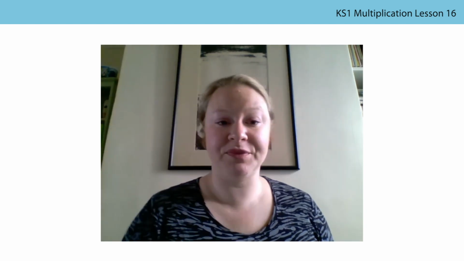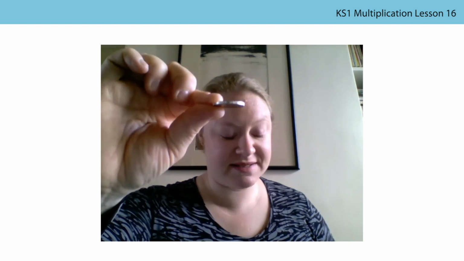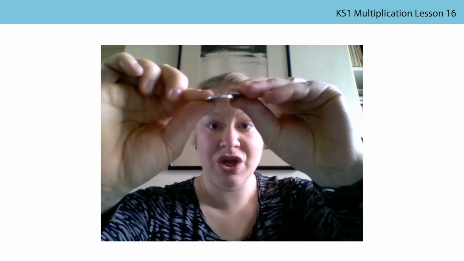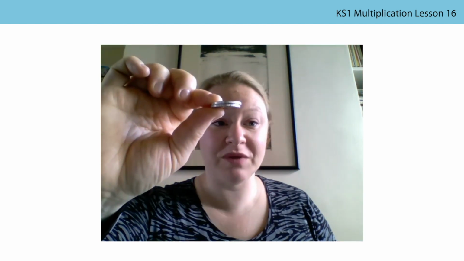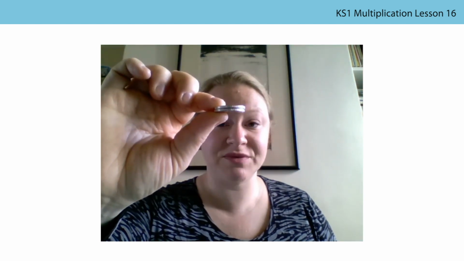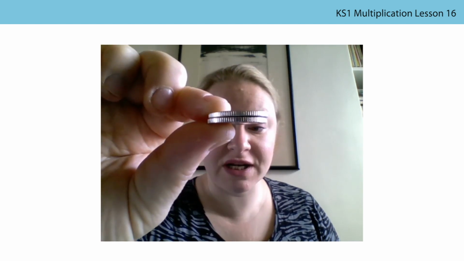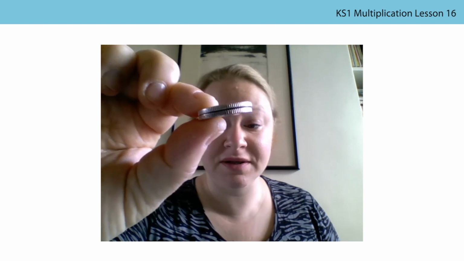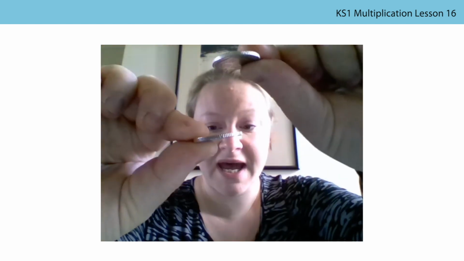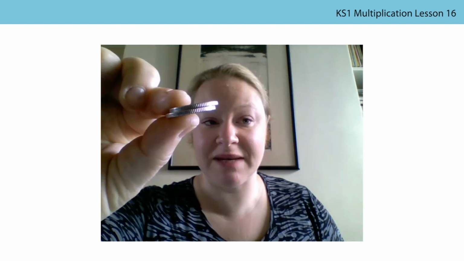So here we go. Ready? 10 pence, 20 pence. So we've reached our 20 pence. We've counted up to 20 pence in tens. And can you see, if you look really closely, how many coins do I have in my pile? Well done. I have 2 10-pence coins in my pile.